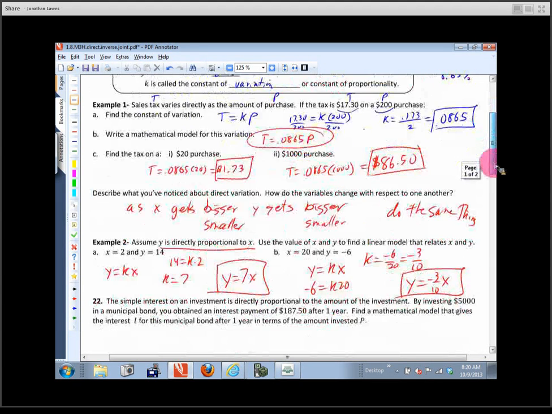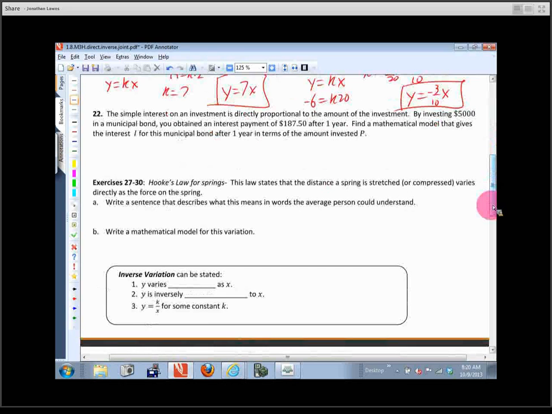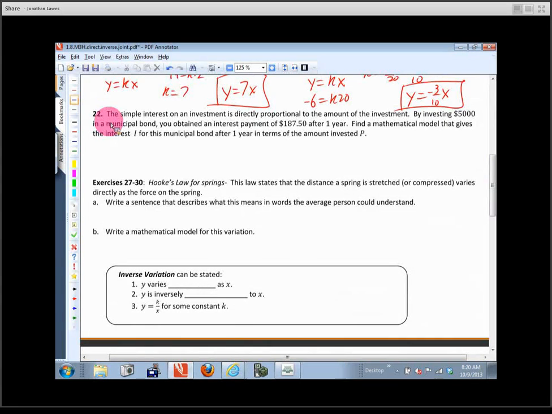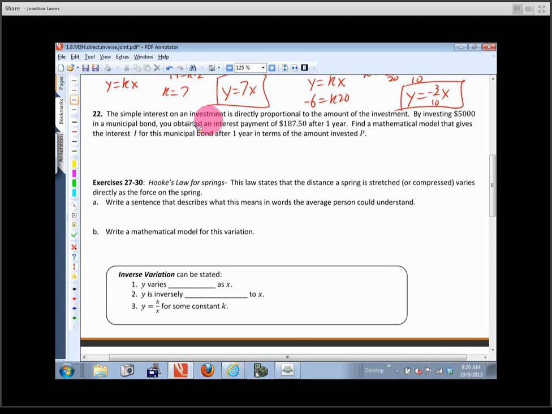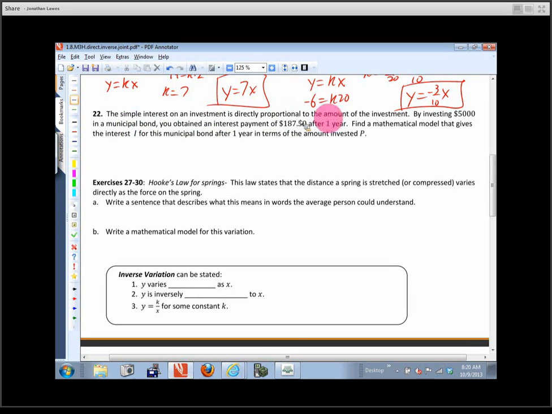Okay, so there's a problem on your assignment. I think 22 is actually on your assignment. If it's not, you've got one just like it. So this happens in the real world. It says the simple interest on an investment is directly proportional to the amount of the investment. By investing $5,000 in a municipal bond, so a very safe investment, you obtain an interest payment of $187.50 after the first year.